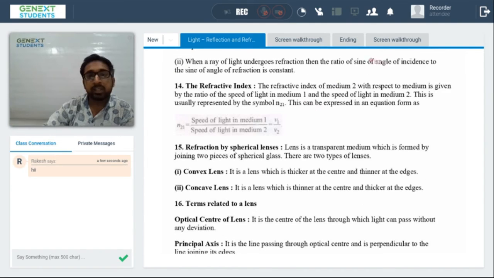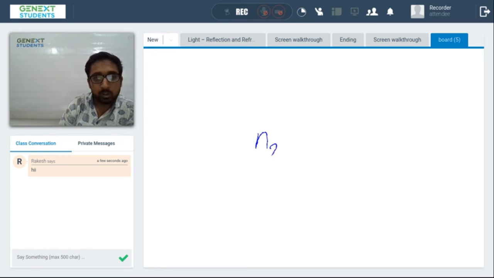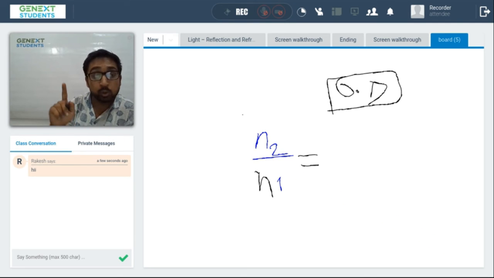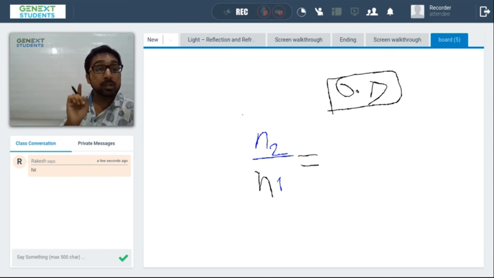All right. The refractive index of medium 2 with respect to medium 1 is given by the ratio of the speed of light. Let me also write down a little bit on this. So what is the refractive index, basically? The density of the medium that affects light is known as the optical density, right?